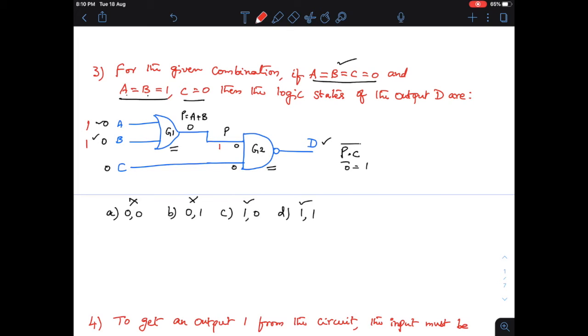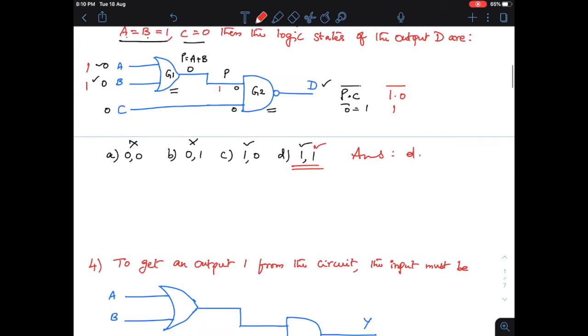And then you have P dot C bar. So that is 1 dot 0 bar. 1 dot 0 is what? 0. So 0 bar is 1. So the second one is also 1. So this is the option. So the answer is option D. So this is how you can eliminate a few options and then easily work out with the next one.